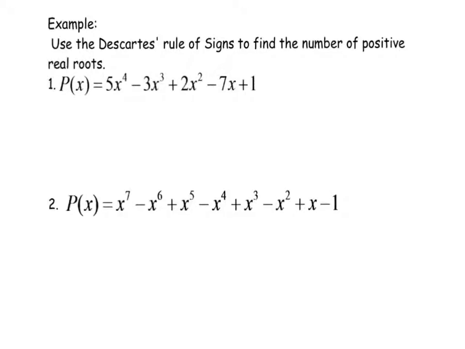So let's see how the Descartes' rule of signs works for these polynomials. On the first one, I have a positive, a negative, a positive, a negative, and a positive term. So that means I have a sign change for the negative 3, a second one for the positive 2, a third for negative 7, and a fourth for positive 1. So I have 4 sign changes.